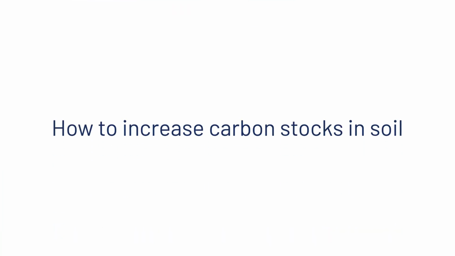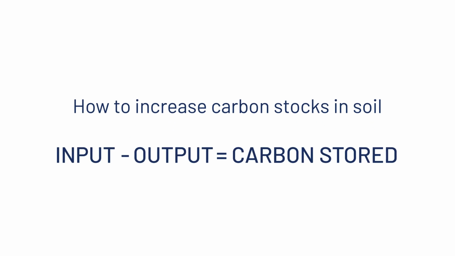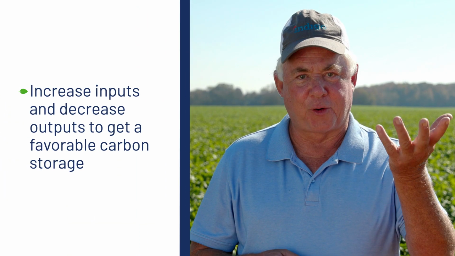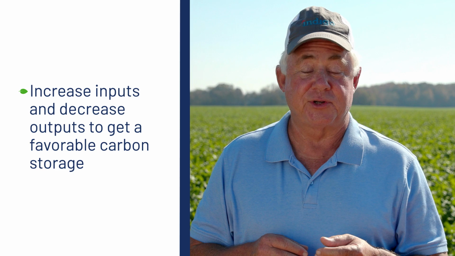Okay, so let's talk very briefly about how we increase carbon stocks in the soil. It's a very simple mass balance equation, meaning that we have input, we have output, and the difference between those two equals the amount stored. So obviously, we can increase the inputs, decrease the outputs to get a favorable carbon storage.